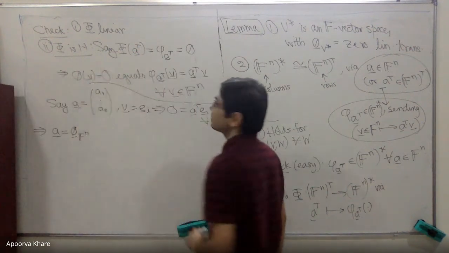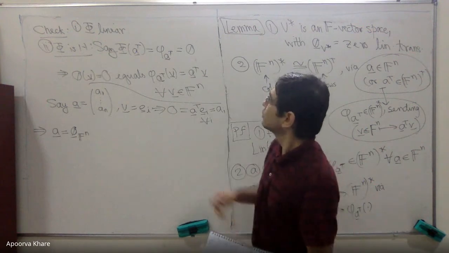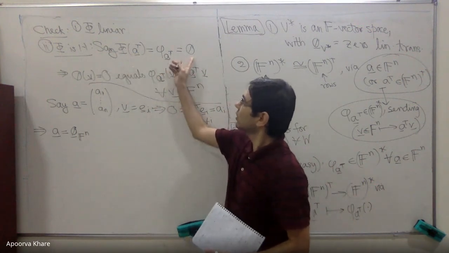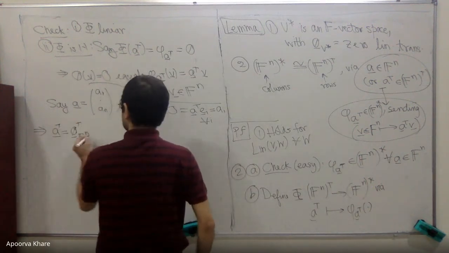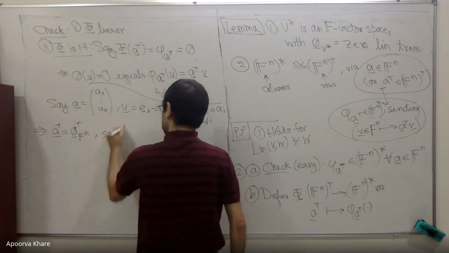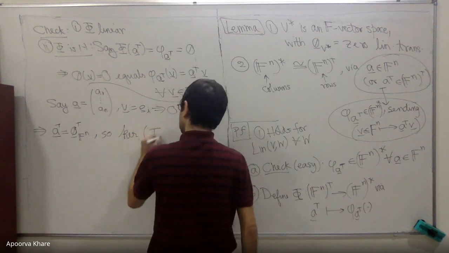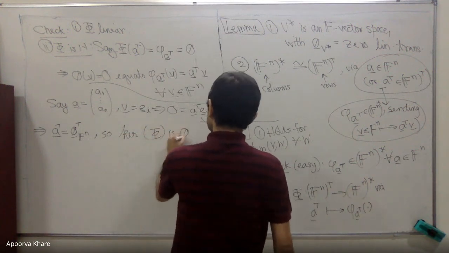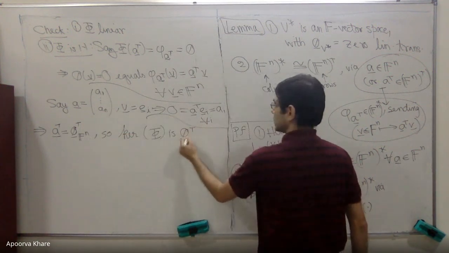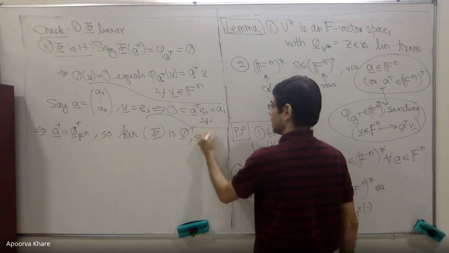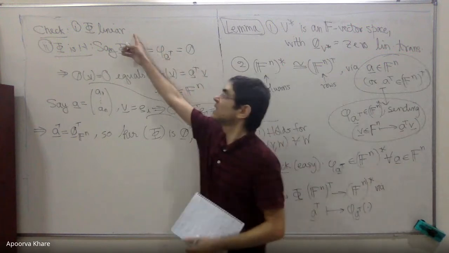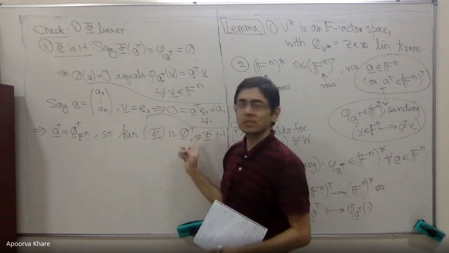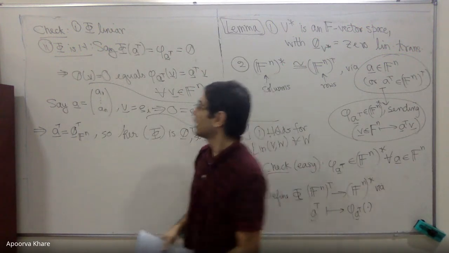But what did we just prove? We just proved that if phi takes a vector to 0, then that vector is 0. I could even say 0 transpose. So the kernel of phi is 0 transpose. So phi is 1 to 1. Remember, we first check phi is linear. Now for a linear map, if the kernel is 0, then the map is 1 to 1. And finally, onto.